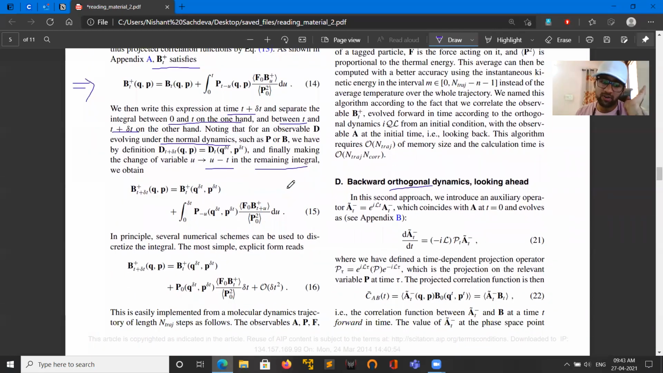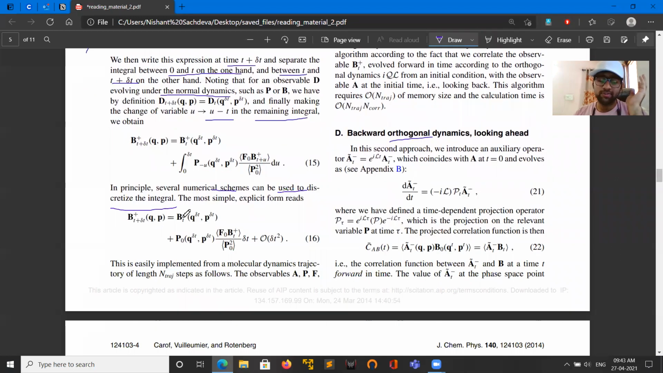In principle, basically what we're saying is that several numerical schemes can be used to discretize the integral. This integral needs to be discretized, needs to be converted to a possibly summation, which makes life easy for us. The most simple form of doing that, of converting the integral and discretizing it, goes as follows. So the BT plus part remains the same. The integral is split like this. This basically is easily implemented from a molecular dynamics trajectory of length n traj steps as follows.